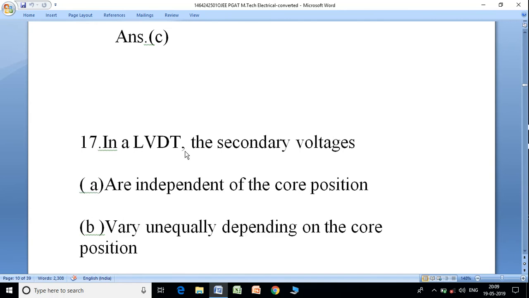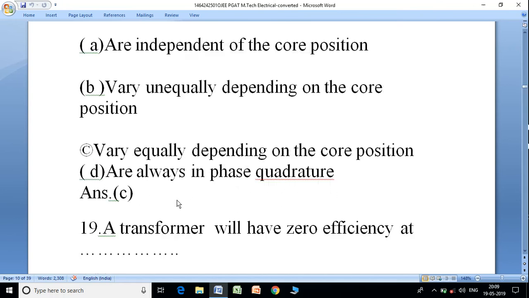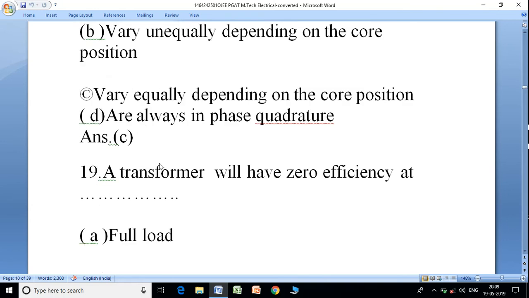In an LVDT, the secondary voltages are independent of the core position, vary only equally, or depend on the core position. So answer C is the correct answer. It is equally depending on the core position.